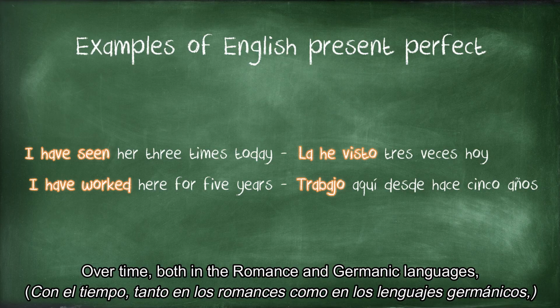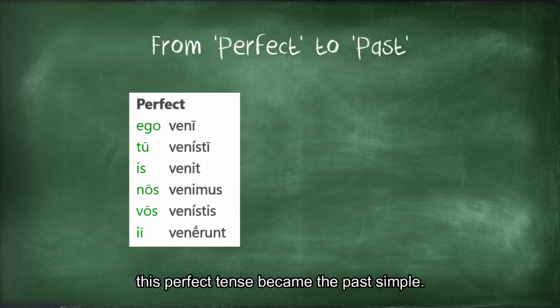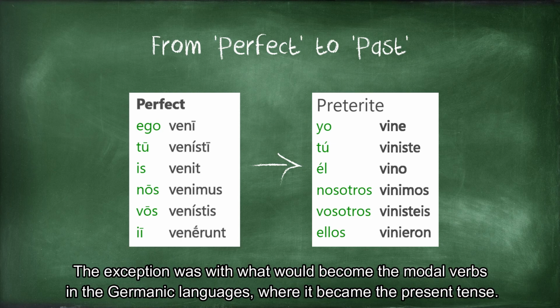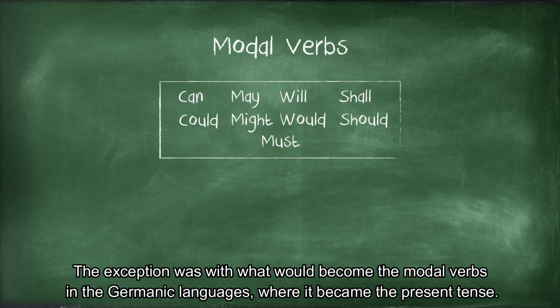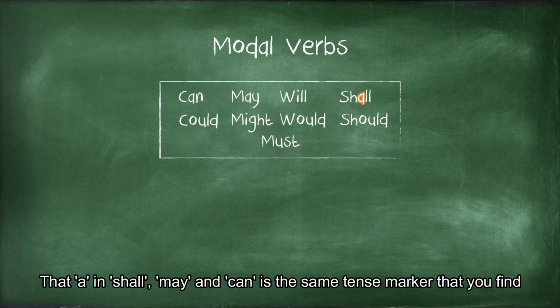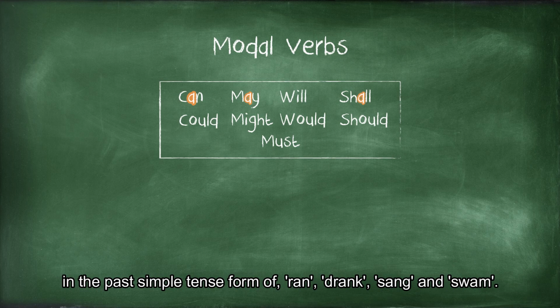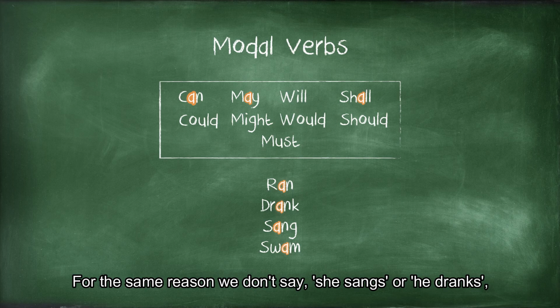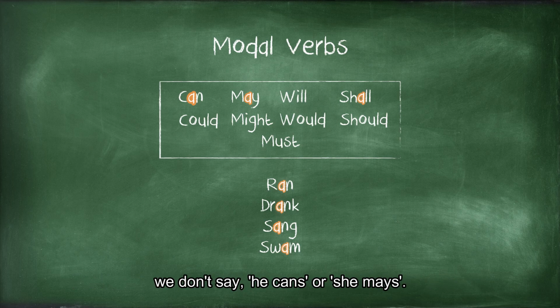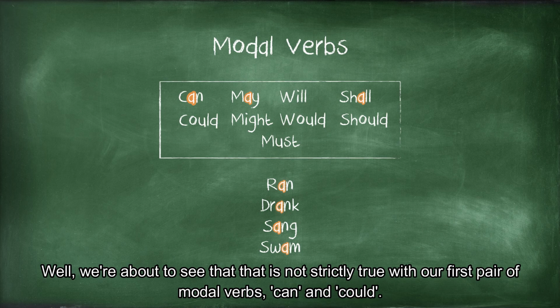Over time, both in the Romance and Germanic languages, this perfect tense became the past simple. The exception was with what would become the modal verbs in the Germanic languages, where it became the present tense. That a in shall, may, and can is the same tense marker that you find in the past simple tense form of ran, drank, sang, and swam. For the same reason that we don't say she sangs or he dranks, we don't say he cans or she mays. As for that supposed lack of past tense, well, we're about to see that that is not strictly true, with our first pair of modal verbs, can and could.